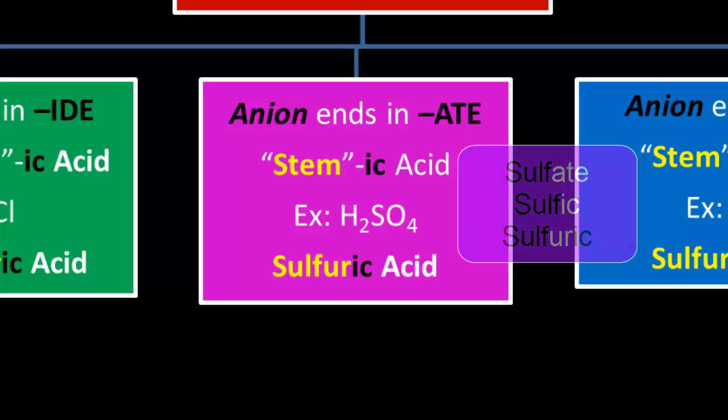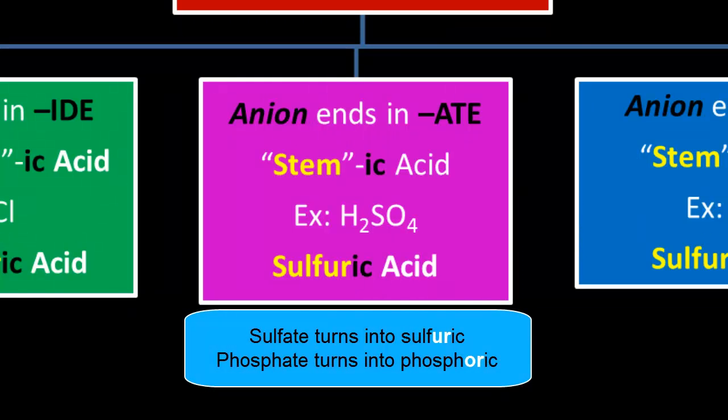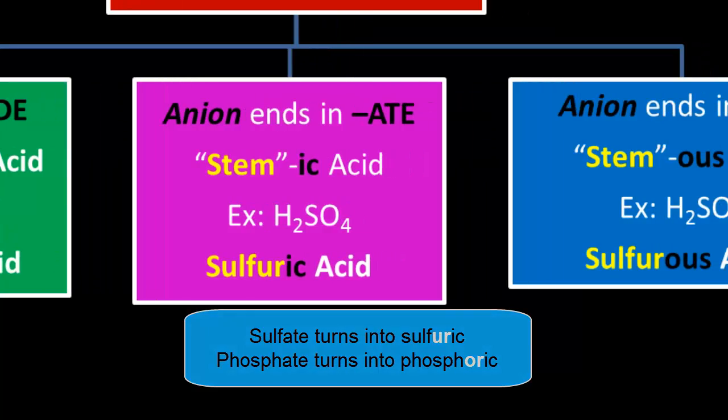Sulfur and phosphorus are the odd ones. Sulfate is the anion name, and for phosphorus it would be phosphate. We need to add the UR back onto sulfur, and we need to add the OR back onto phosphorus. Those are the only two exceptions that we're going to deal with.